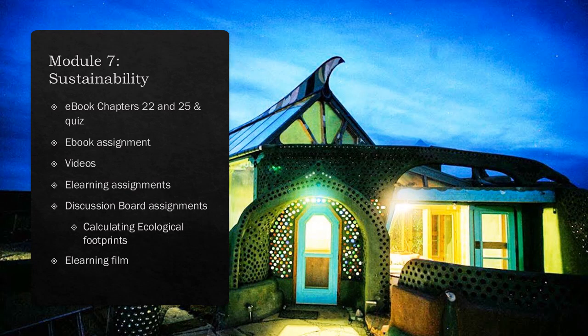The final module is one on sustainability. You're dealing with 2 chapters in your ebook. You're looking at the ebook assignments and e-learning assignments as well as videos. There are a couple of discussion board assignments here where you're calculating your ecological footprint, and you're also calculating ecological footprints of different countries. So you can see how we're using resources in a way that's impacting the environment. And there are films in e-learning as well.